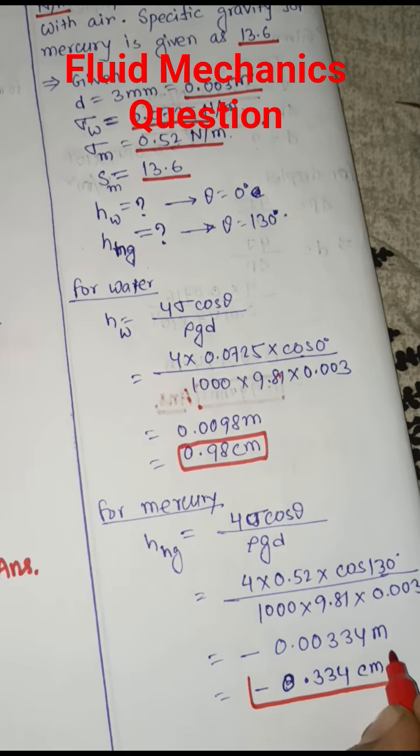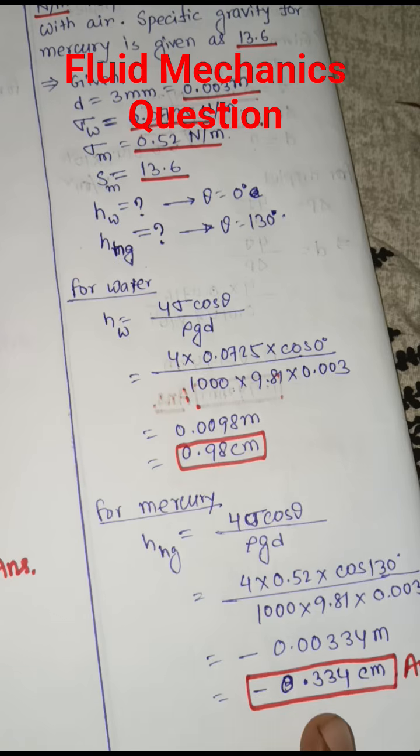So here there is a minus sign because there is a capillary depression. So this will be the answer of the capillary depression for mercury.